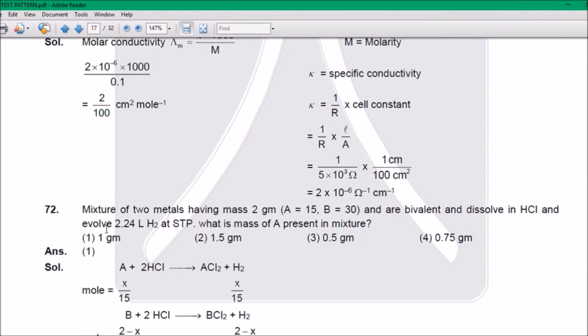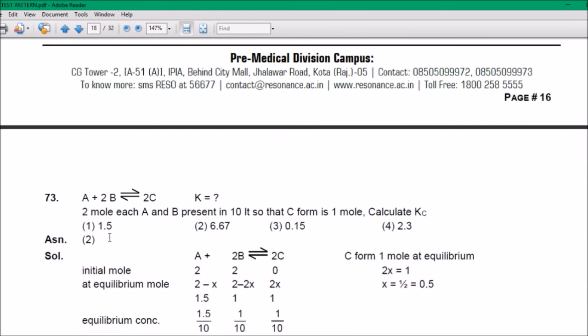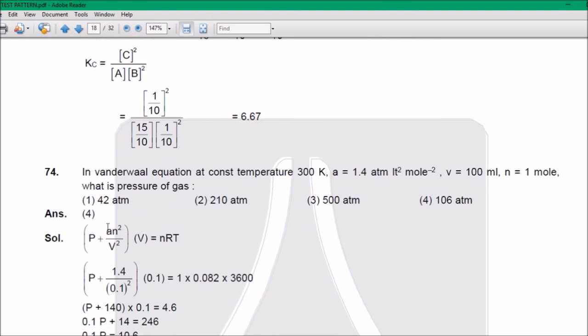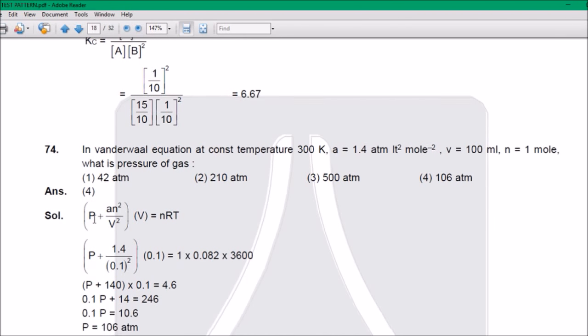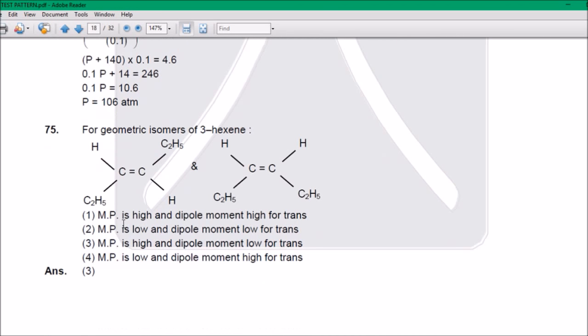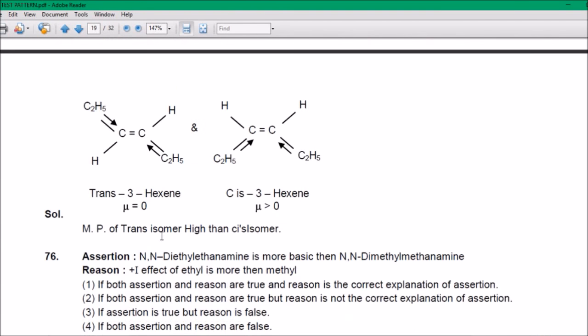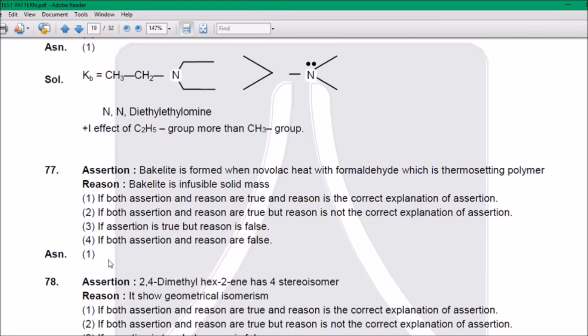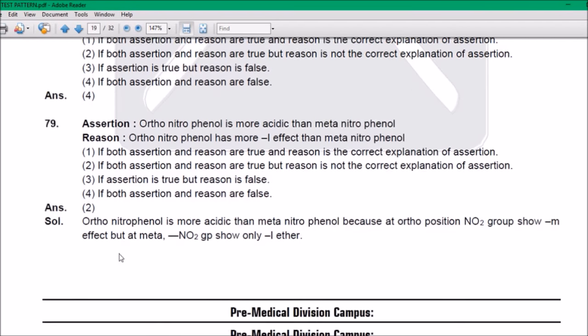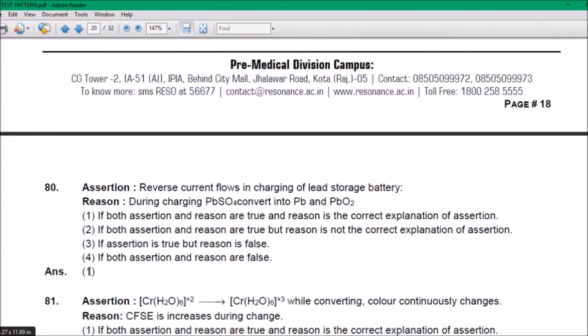And then you have 72, the answer is 1 gram. 73, the answer is 26.67. 74, the answer is 4106 atm atmospheric pressure. And then 75, the answer is 3, boiling point is high, dipole moment low for trans. And then you have 76, answer is 1. 77, answer is 1. 78, answer is 4. 79, answer is 2. And then you have 80, answer is 1.